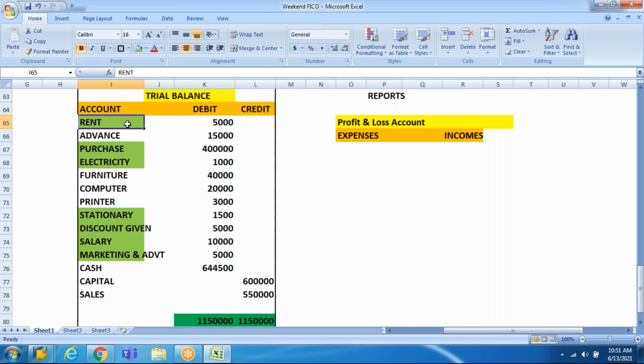You don't need to go by everything. Simply look at the credit side because income will always show credit. It is always credit, whether it is in the journal entry, the ledger account, the trial balance, or the P&L account. So straight away you can look at the credit. Do you find any incomes on the credit side?